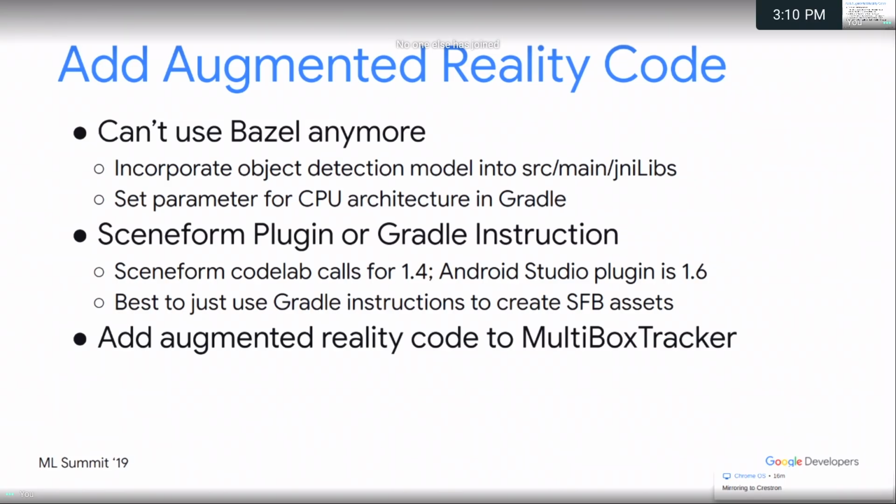So you don't even need to worry about the manual process of clicking on some plugin to convert your OBJs. Just use a couple lines of Gradle. It solves your problem with building these files. Then finally add your augmented reality code to MultiBox Tracker. Now MultiBox Tracker is one of the classes that comes from the Sceneform codelab. And basically, actually, the MultiBox is from there.